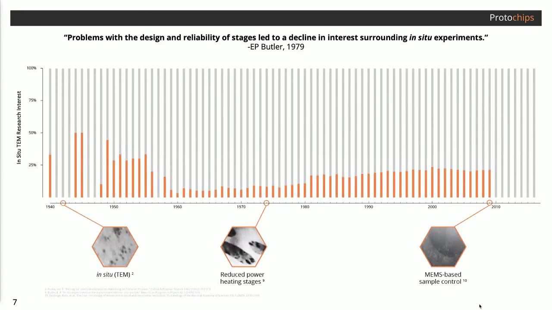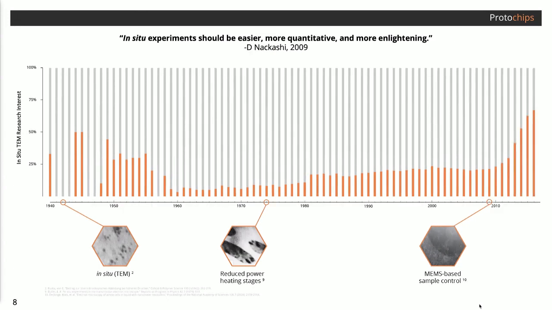But as I mentioned before, these techniques are not necessarily new. So the first studies were done back in the 1940s, but they were extremely limited in scope. Throughout the mid to late 20th century, in situ studies saw a slow decline as the reliability of the stages really wasn't sufficient. All of that changed over the past decade when MEMS-based sample control became commercially available. So the Protochips first system hit the market in 2009, and since then we've seen an explosion of research efforts utilizing in situ techniques, as you can see here from the publication record.